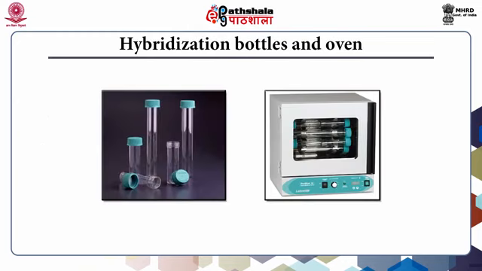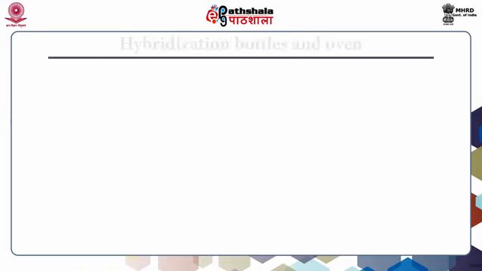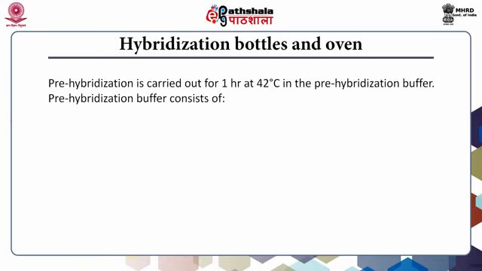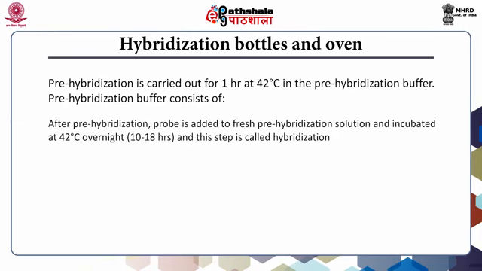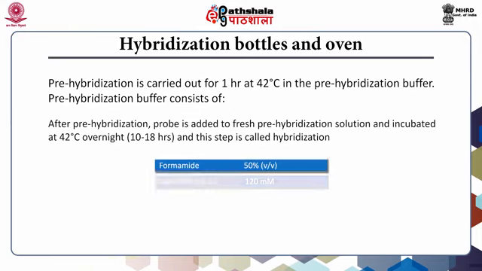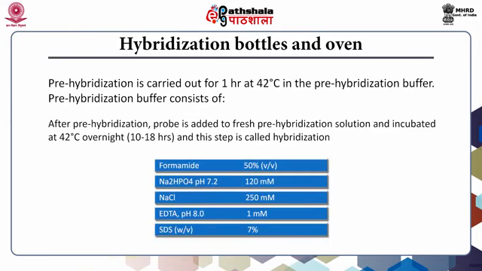These are pictures of hybridization bottles where the whole hybridization procedure takes place, and a hybridization oven and rocker. Before hybridization, there is a pre-hybridization procedure which is carried out for 1 hour at 42 degrees Celsius in the pre-hybridization buffer. After the pre-hybridization step, the probe is added to fresh pre-hybridization solution and incubated at 42 degrees Celsius overnight, and this step is called hybridization.